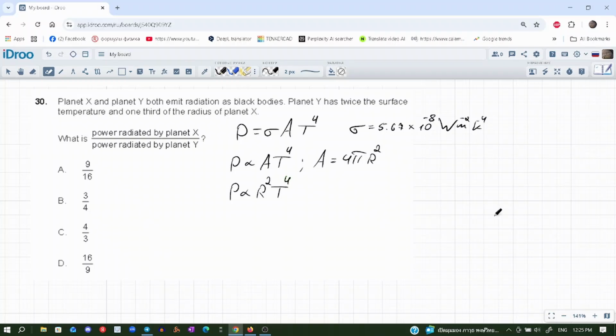Then I can say that the ratio in this case, Px over Py, equals Rx squared over Ry squared times Tx to the power of 4 over Ty to the power of 4. And we will get 9 over 16 here, which is option A.